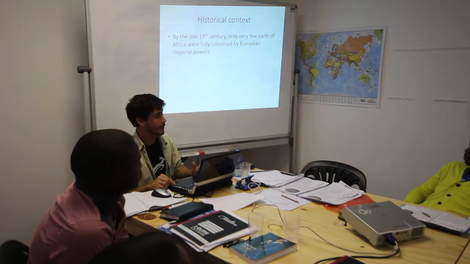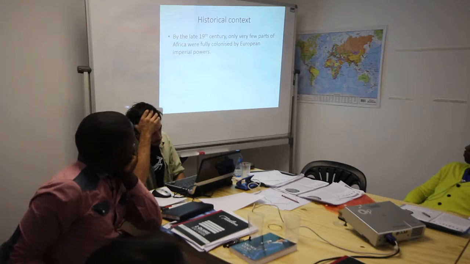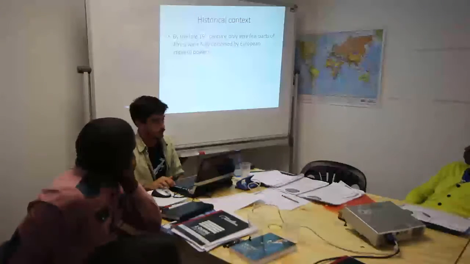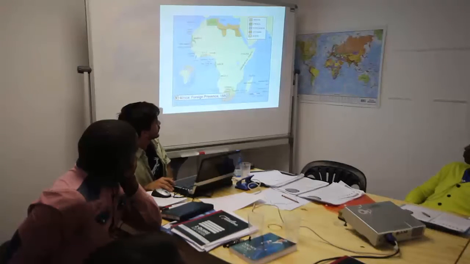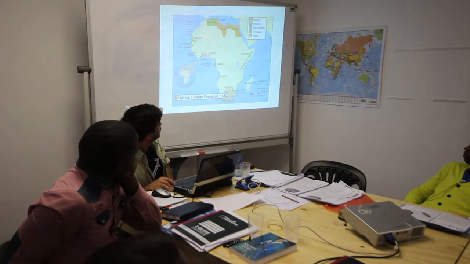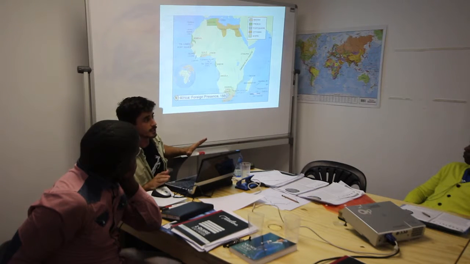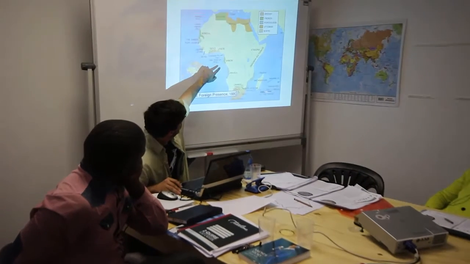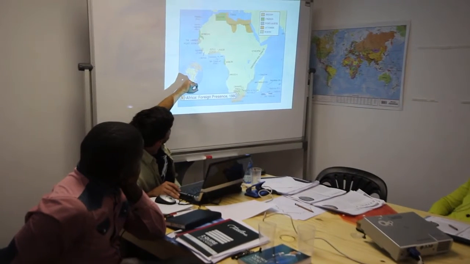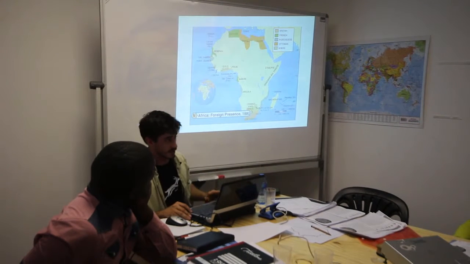Next. Historical context. By the late 19th century, only very few parts of Africa were fully colonized by European imperial powers. That's a map of Africa around 1880. And as you can see, like the previous slide said, the whole center of Africa is more or less untouched by now. You can see that the French have started going over there at the top, on the side. There's the British down here, the Boers and the Portuguese around the sides.